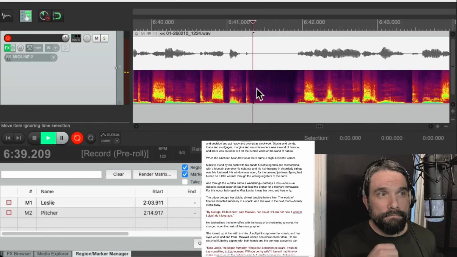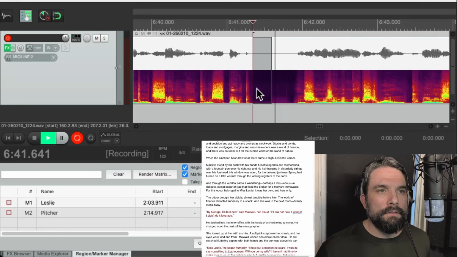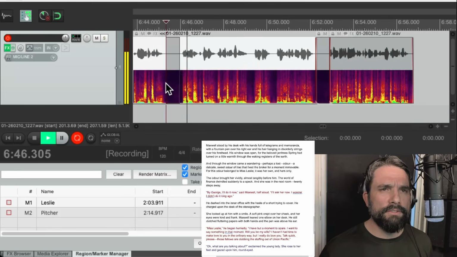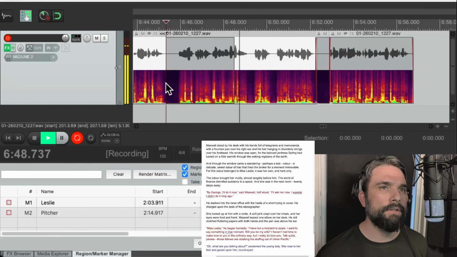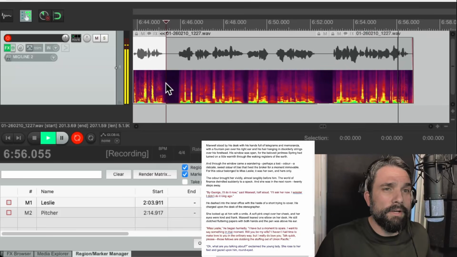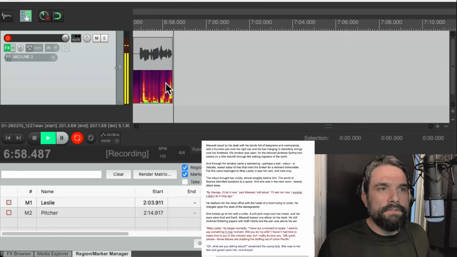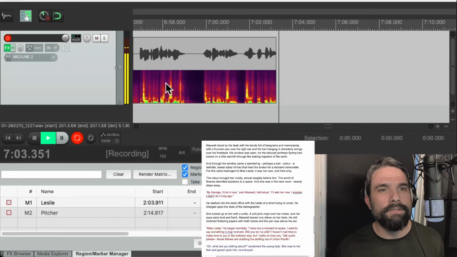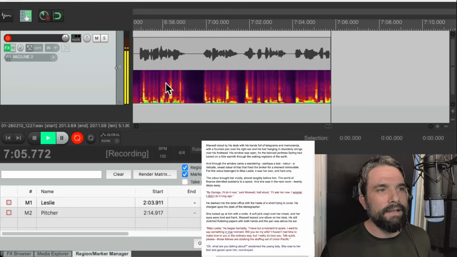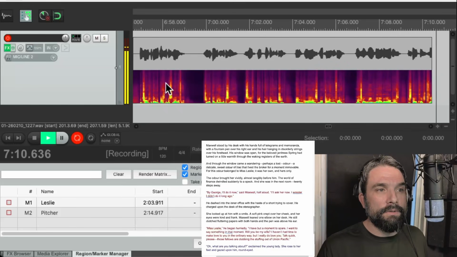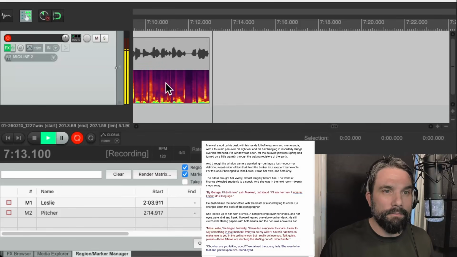The world of finance dwindled suddenly to a speck, and she was in the next room, 20 steps away. By George, I'll do it now, said Maxwell half aloud. I'll ask her now. I wonder I didn't do it long ago. He dashed into the inner office with the haste of a short trying to cover. He charged upon the desk of the stenographer. She looked up at him with a smile. A soft pink crept over her cheek, and her eyes were kind and frank. Maxwell leaned one elbow on her desk. He still clutched fluttering papers with both hands, and the pen was above his ear.